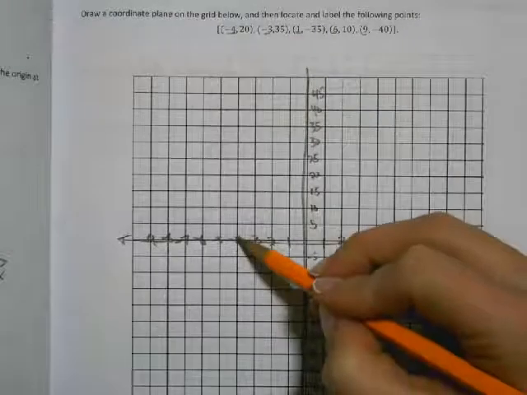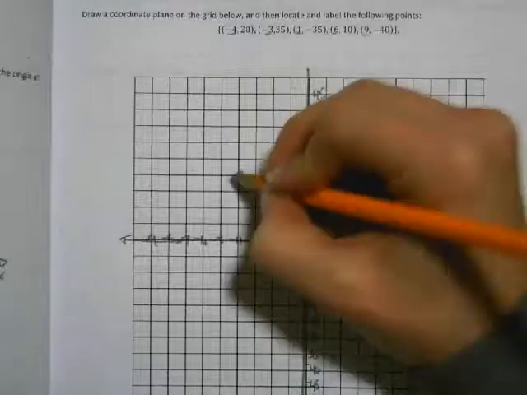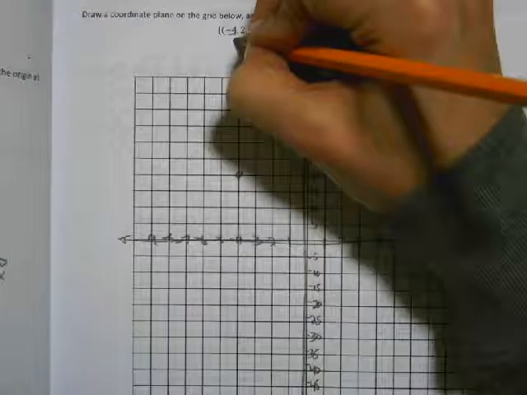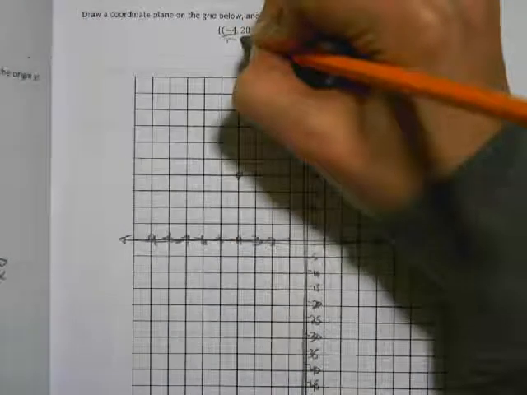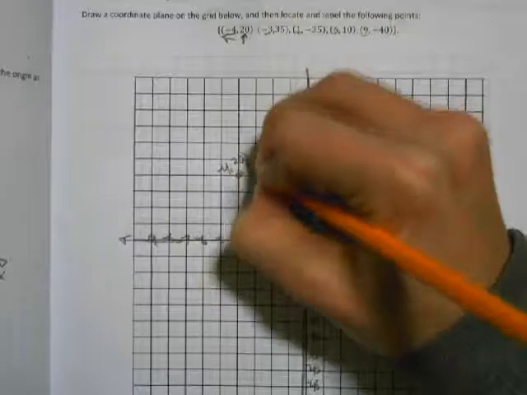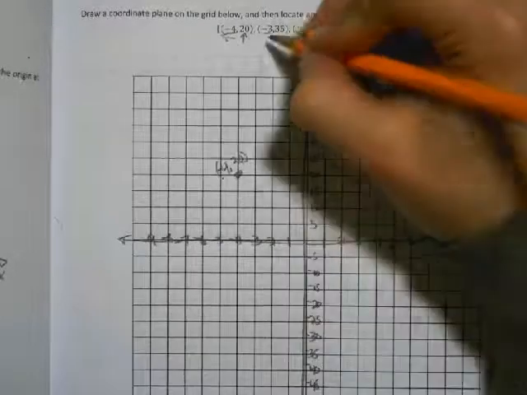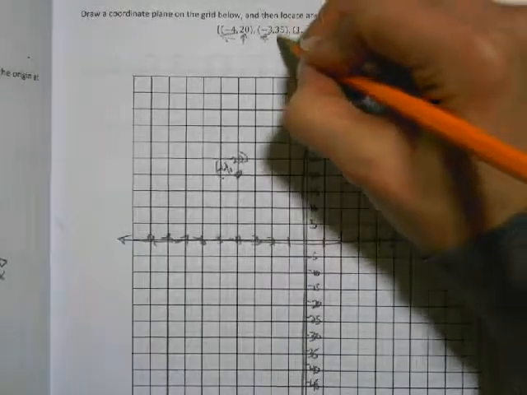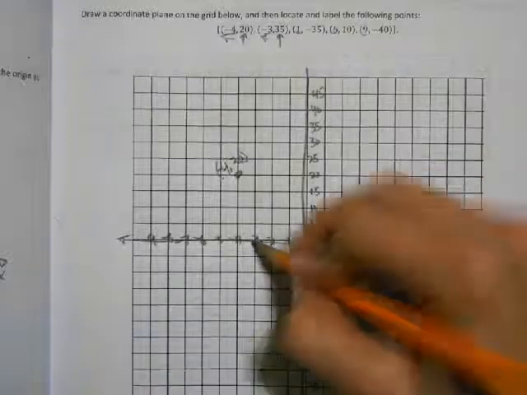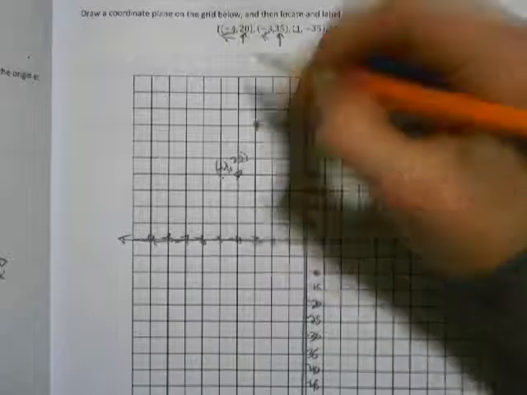So I have a negative 4, positive 20. So negative 4, positive 20 would be here. Look, my 20 is here. So negative meant I went left, positive meant I went up. Negative 4, 20. Then I have a negative 3, 35. Negative 3 is the left, 35 is up. Negative 3, 35 is here.